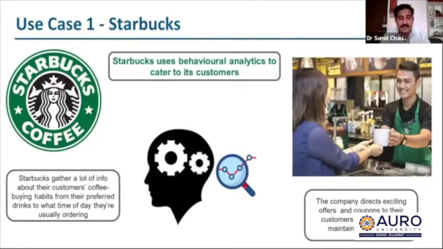So what we can do, we can collect the data on customer purchasing habits in order to send personalized coupon offers to the customer. Trends indicate whether the customer is losing interest in the product, so that we can give more offers directly to the customer in order to regenerate the interest. Right. So that's how Starbucks gathers a lot of information about their customers, the coffee buying habits, from the preferred drinks to what time of day they usually order. At that particular time, we can give different offers, different coupons to the customers so that we can increase sales. Alright, so that's how Starbucks uses big data analytics on their customers, and they are increasing the sales.